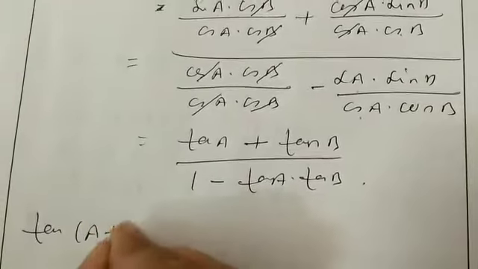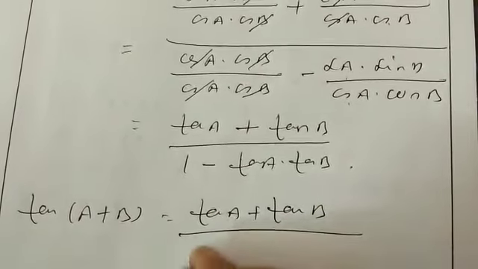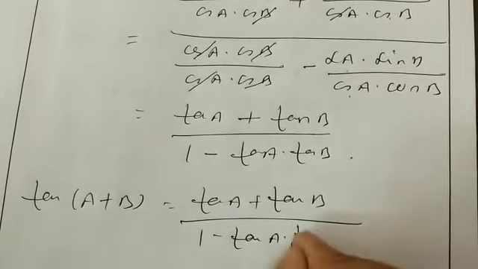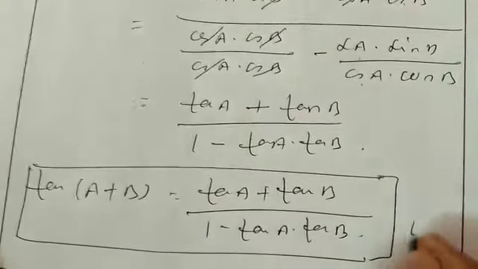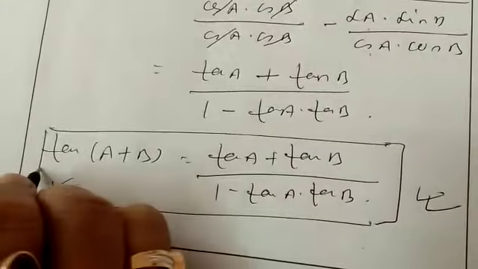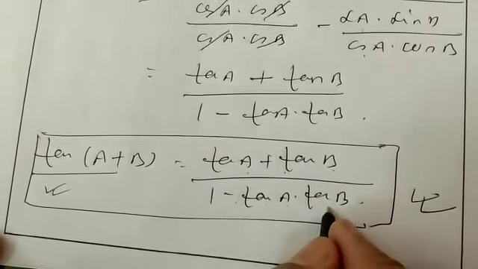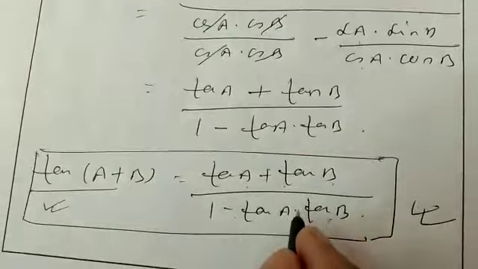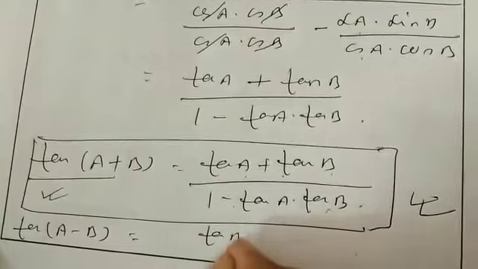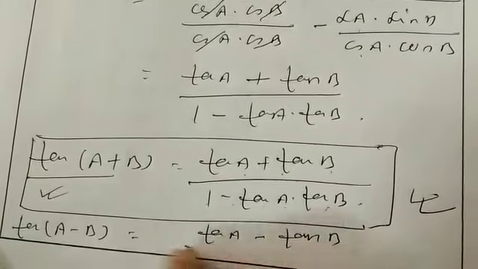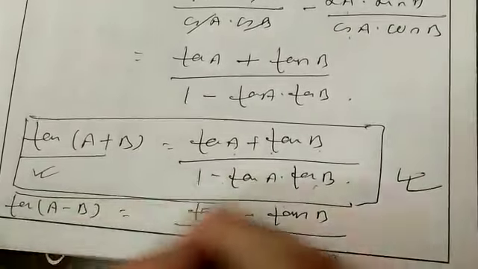So tan of A plus B equals tan of A plus tan of B all divided by 1 minus tan of A into tan of B. So here we prove that tan of A plus B equals tan of A plus tan of B upon 1 minus tan A into tan B. Similarly, we can prove that tan A minus B is equal to tan of A minus tan of B upon 1 plus tan of A into tan of B.